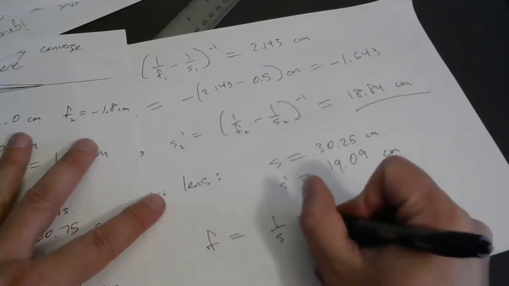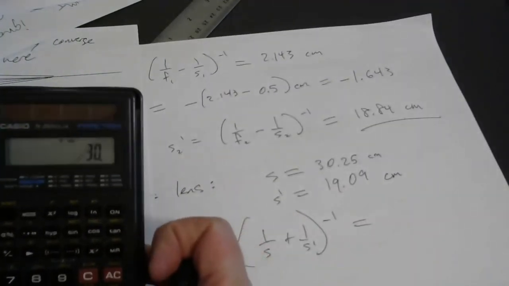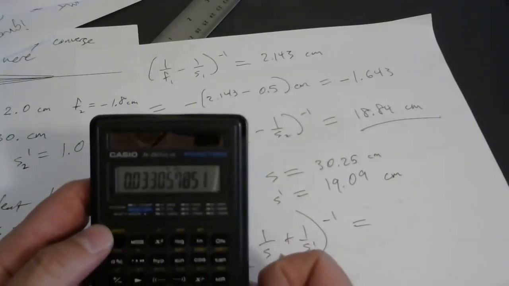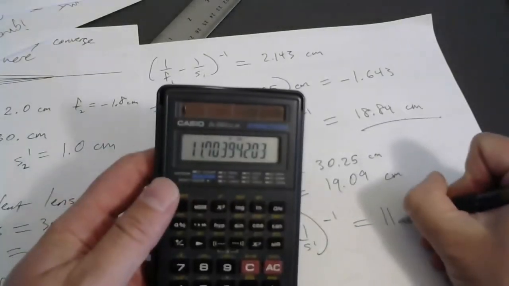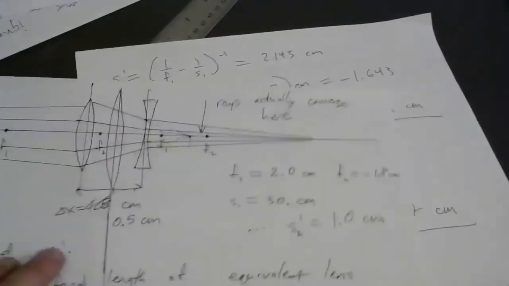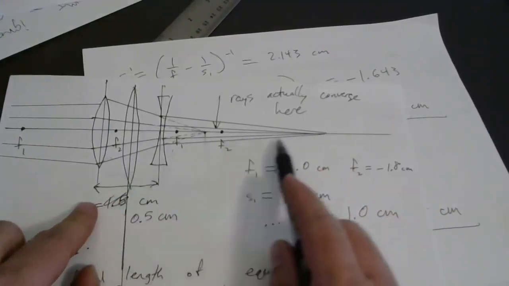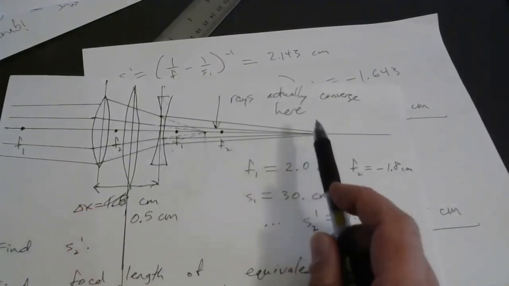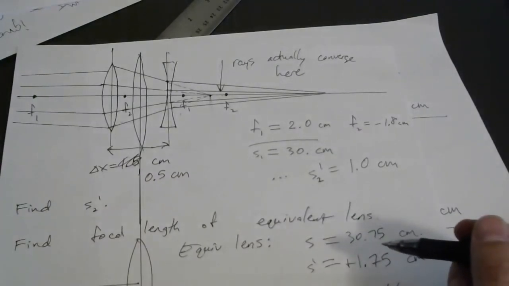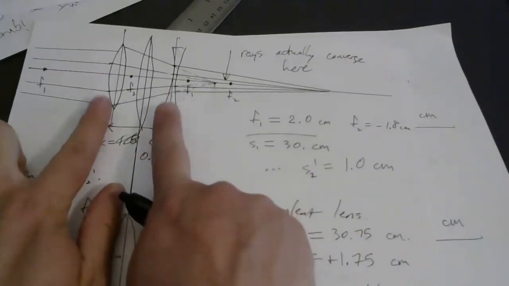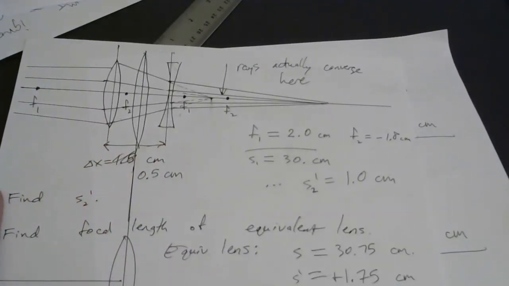Now we can solve for the effective focal length. It would be the sum of the reciprocals. Don't forget to take the reciprocal. Let's see. 30.25 reciprocal plus 19.09 reciprocal equals, take the reciprocal, 11.7 centimeters. Okay, that sounds more like it. A focal length of 11.7 centimeters between this effective lens and where the image actually shows up. That's a much longer focal length than the focal length of the converging lens by itself. That was the whole point, to put these two in sequence and get them to behave like a single converging lens with a much longer focal length.